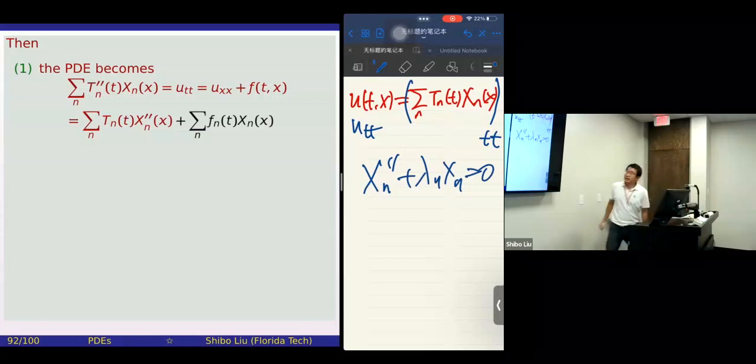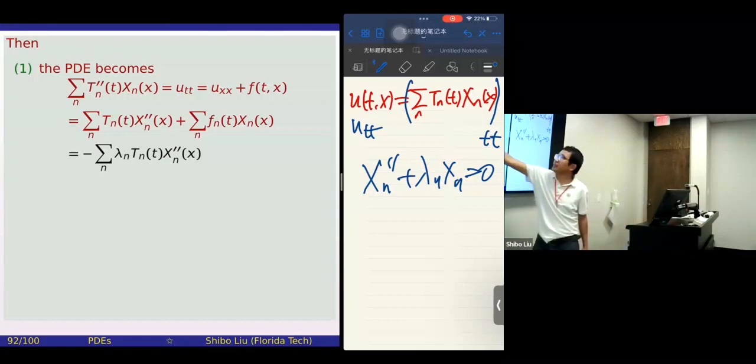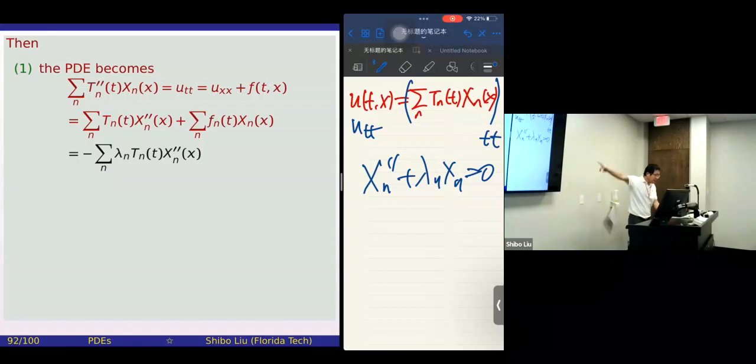So the xn double prime here can be replaced by lambda n. So minus lambda n. Sorry, there's no prime here. We don't need double prime here. I just copied the code and modified it, but I forgot to remove the double prime. Okay, and then copy the expansion for f.